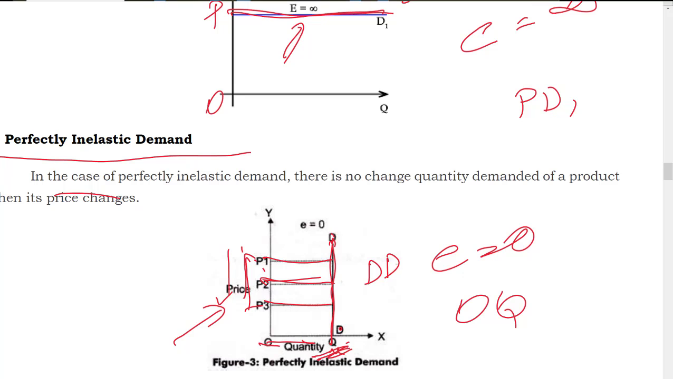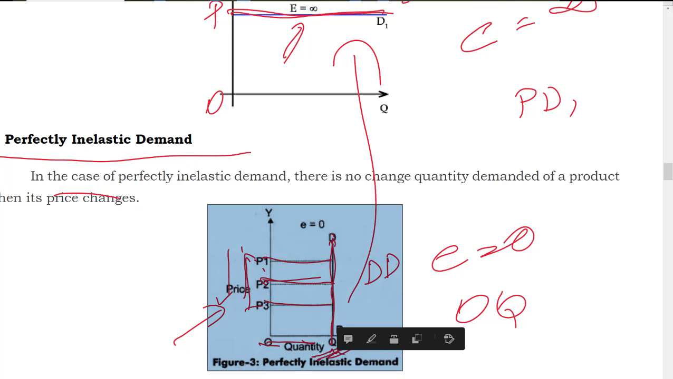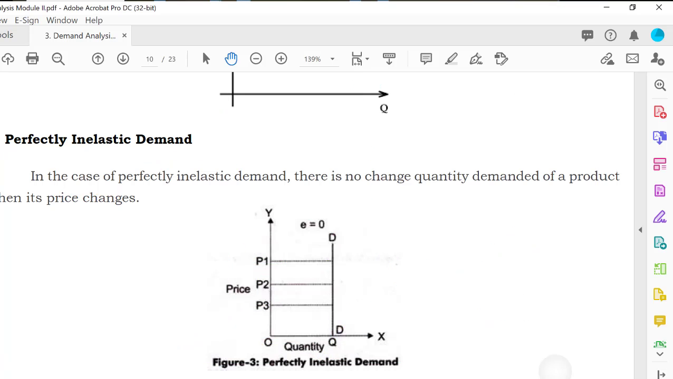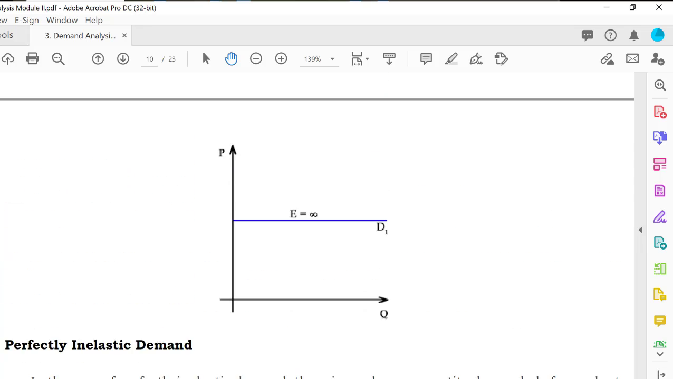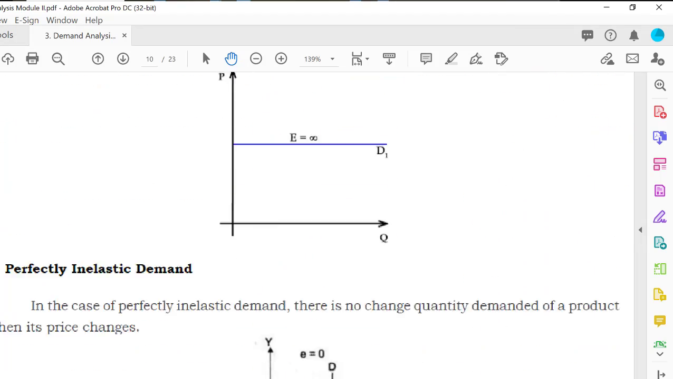This is the opposite demand curve compared to the previous one, where the case was what we can say perfectly elastic demand curve. You can easily understand both the perfectly elastic demand curve and the perfectly inelastic demand curve.